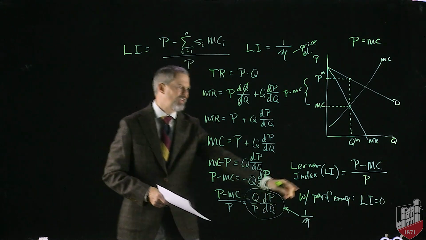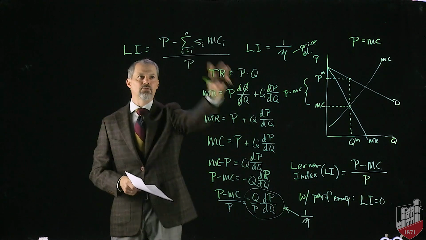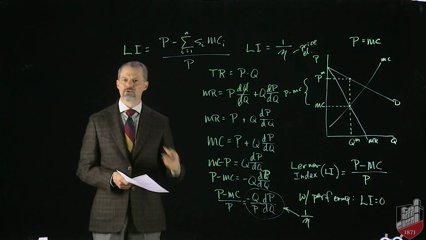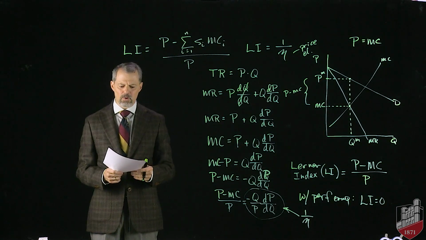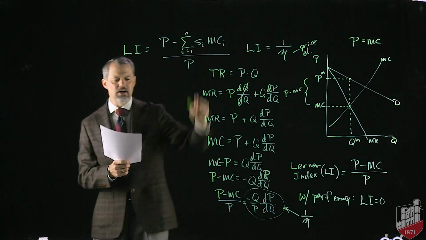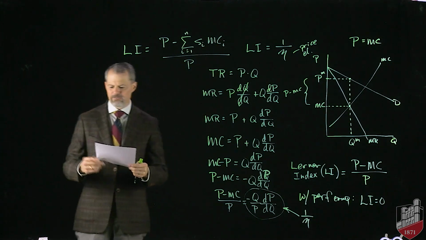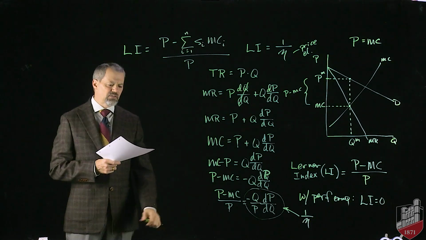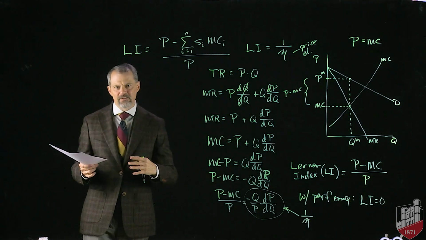So instead of just having price minus marginal cost, we've got some weighted measure of the marginal cost of all the firms that are in the market. So again, S_i, that's the market share of firm i. The bigger the Lerner index, the farther we are from perfect competition.